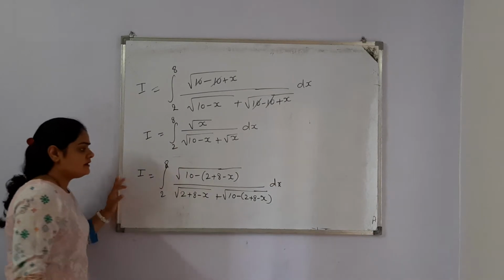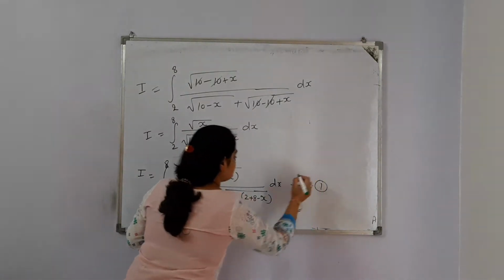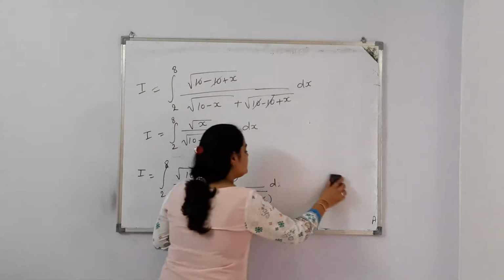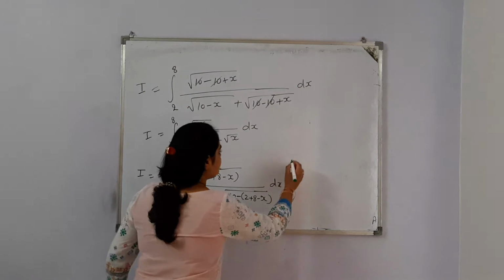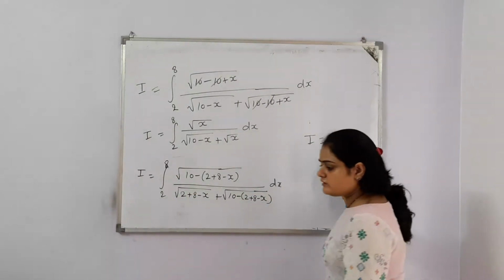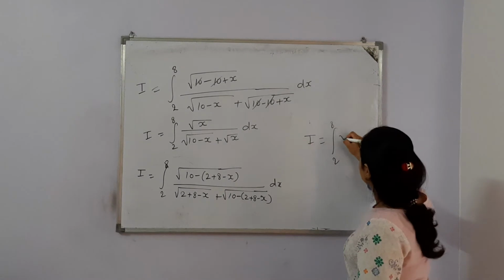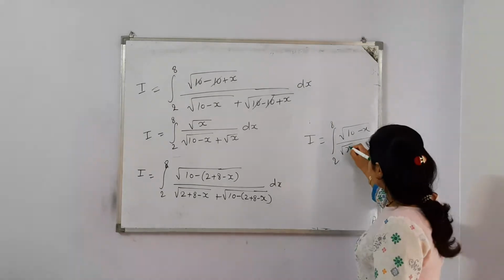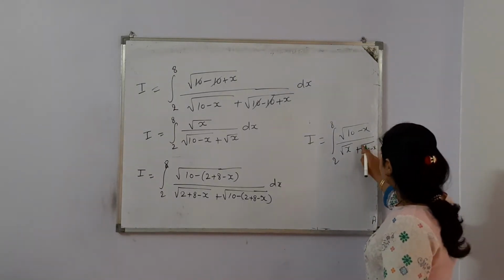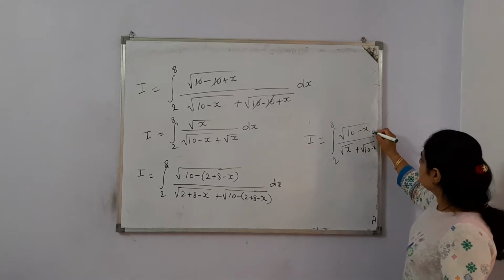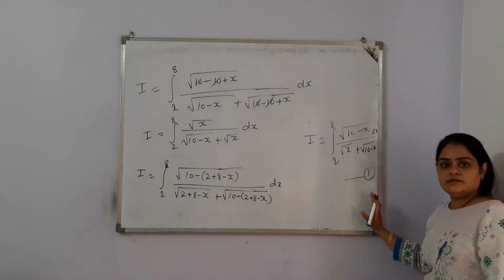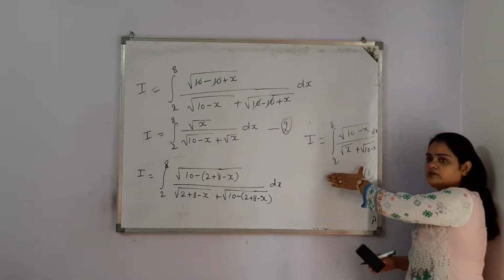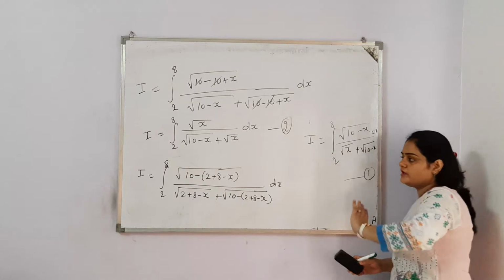This is again, if this is your first equation, just take the given thing. What was given? The given condition was 2 to 8, under root 10 minus x whole upon under root x plus under root 10 minus x. Take the given condition as 1 and take this thing as 2. This was the given integral.